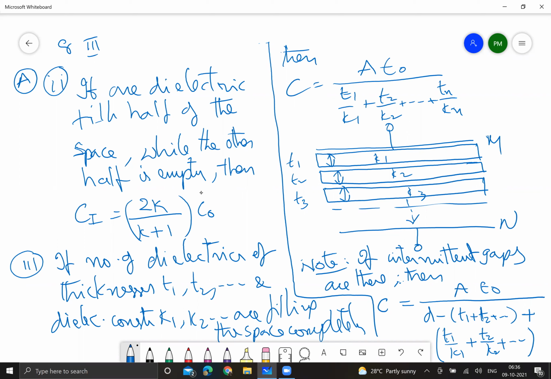The same expression we can write in other way also. Already, if we are familiar with one expression, D minus T into 1 minus 1 by K. When the dielectric partially fills the space, capacitance becomes A epsilon 0 by D minus T into 1 minus 1 by K. Formula is there with us. In the similar pattern, we can write it. That will be easier for you.